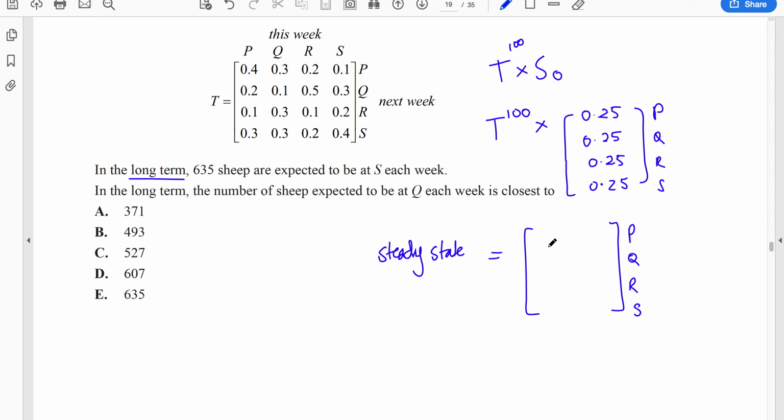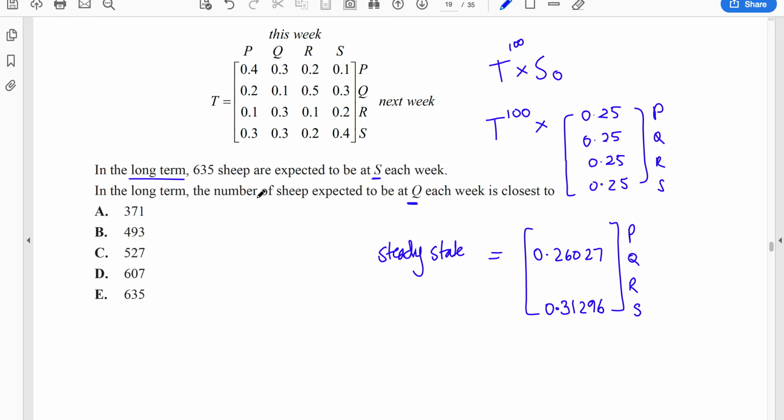So when you do this, you're going to get for S, it comes out as 0.31296. And the other one we need is Q. So I'll just write them in because they're the only values we're actually going to use. 0.26027. So roughly 31% end up at S and roughly 26% end up at Q.